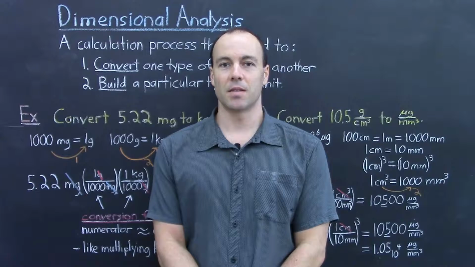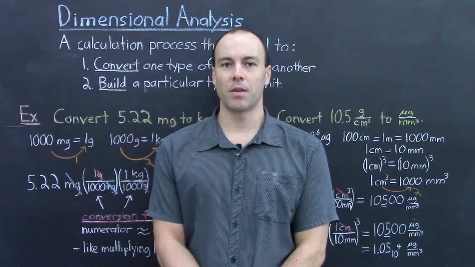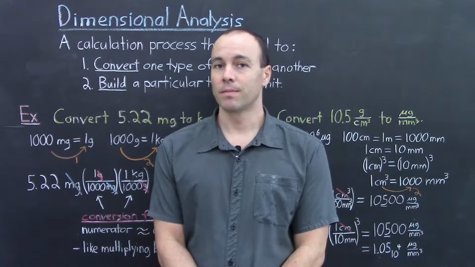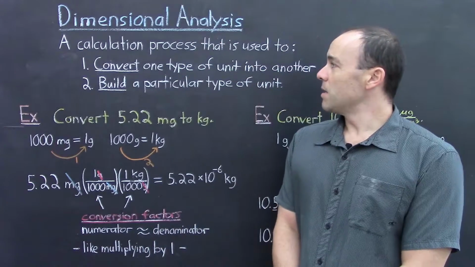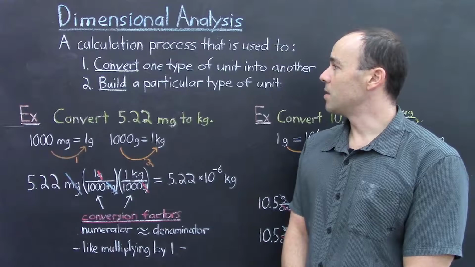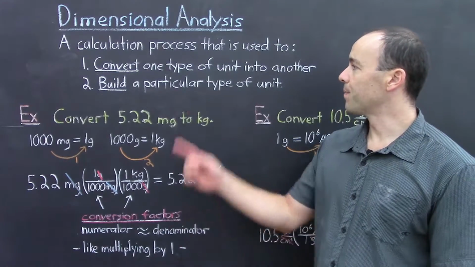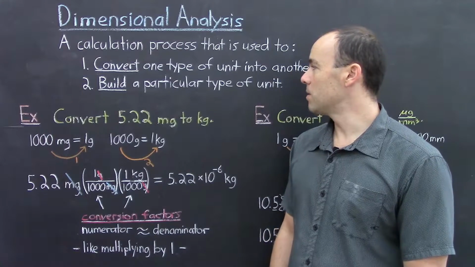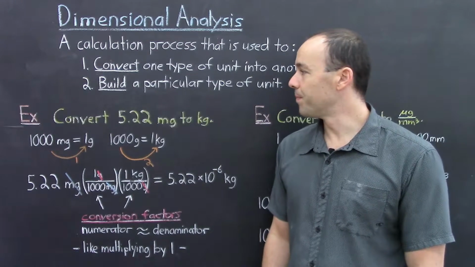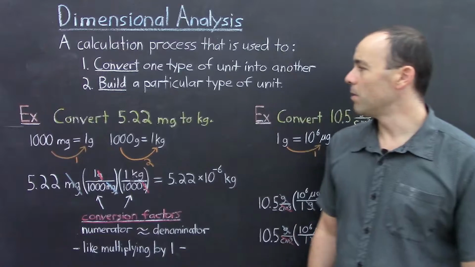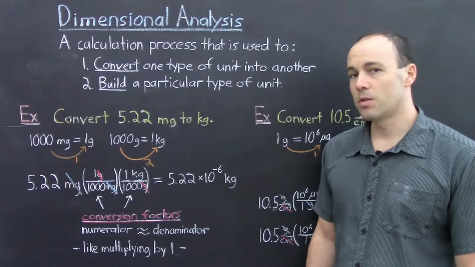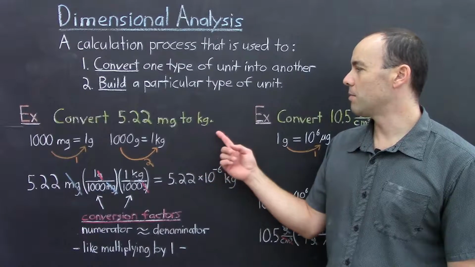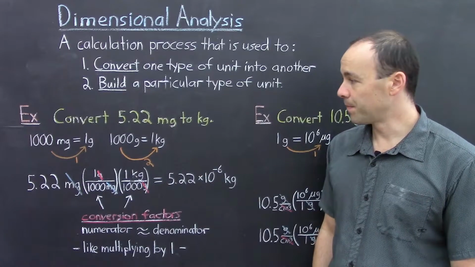Dimensional analysis is a powerful technique used in many areas of science, and it's also used a lot in general chemistry. It's basically a calculation process that is used to convert one type of unit into another, or build a particular type of unit. Here's an example of converting one unit to another. Suppose you want to convert 5.22 milligrams to kilograms.